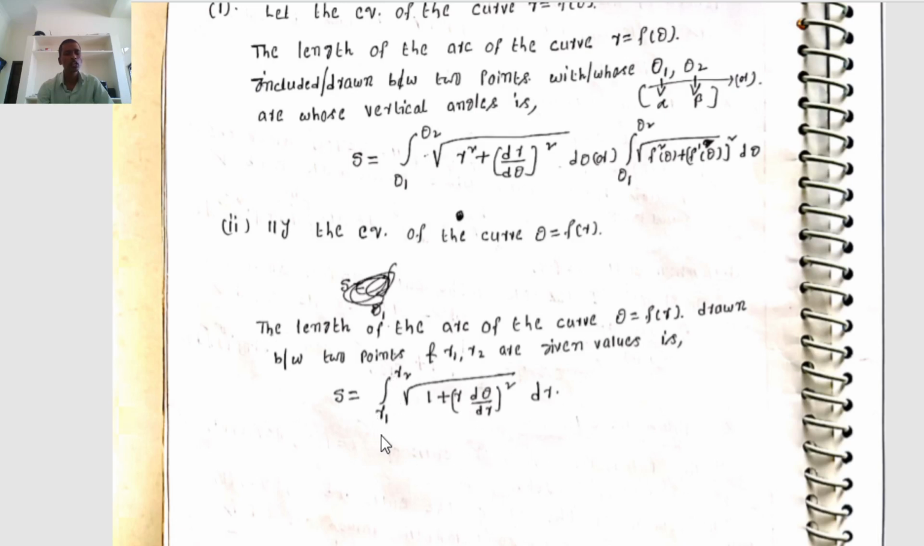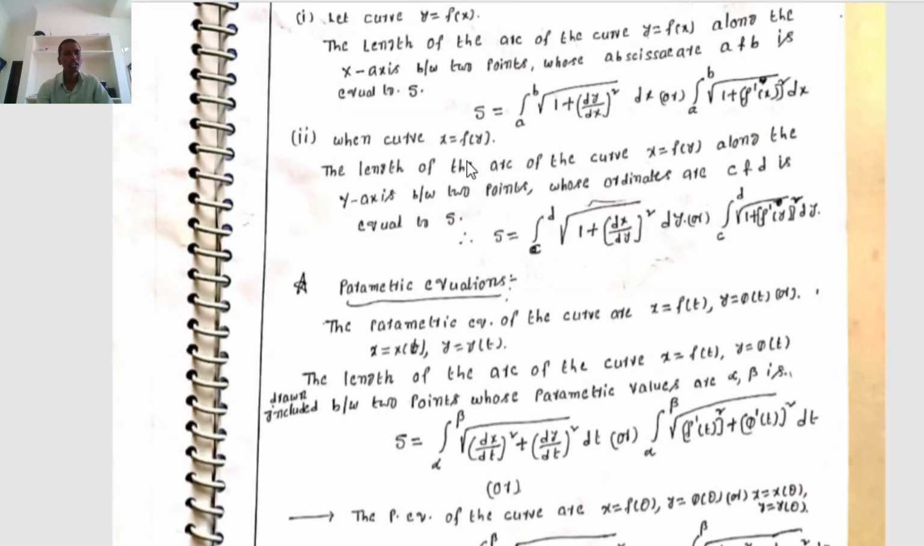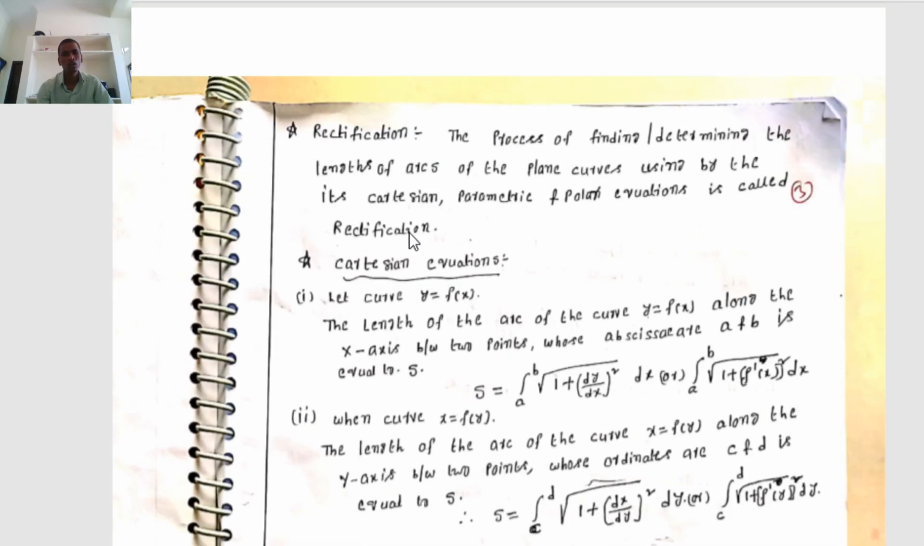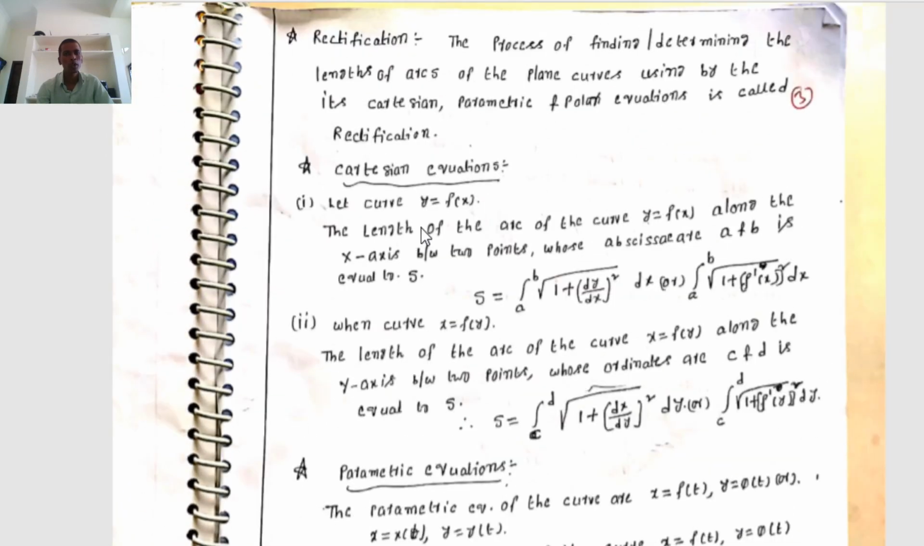We have to find the length of the arc of the curve using the Cartesian equation, parametric equation, or polar equation. Using the Cartesian equation, y equal to f of x, along the x-axis, s is the integral of the square root of 1 plus (dy by dx) square, dx, or the integral from a to b of the square root of 1 plus (f dash of x) square, dx.